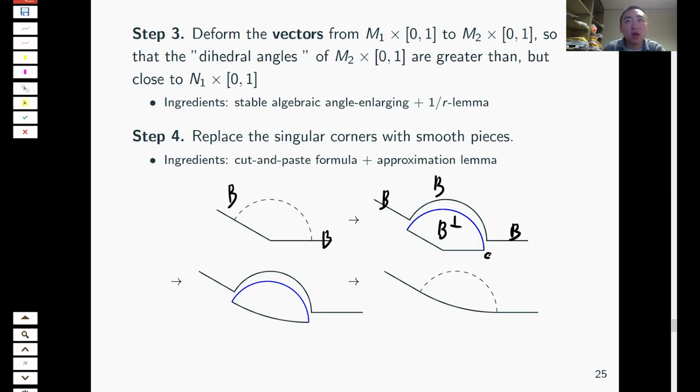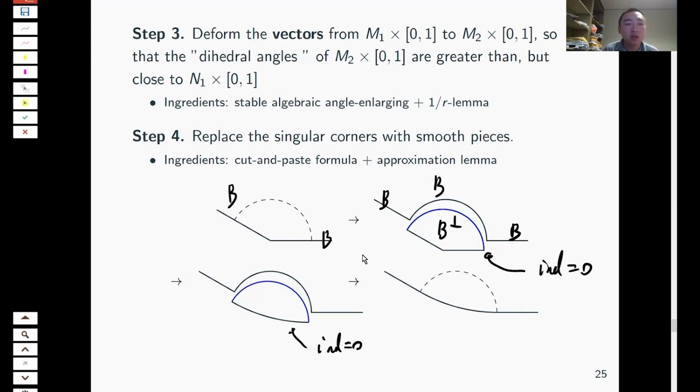And if we're able to compute this part as index 0, then we can replace it by a smooth piece in this picture. And we can also compute this index is 0. Okay. And now we glue it back, and now it really becomes a smooth manifold with smooth boundary.